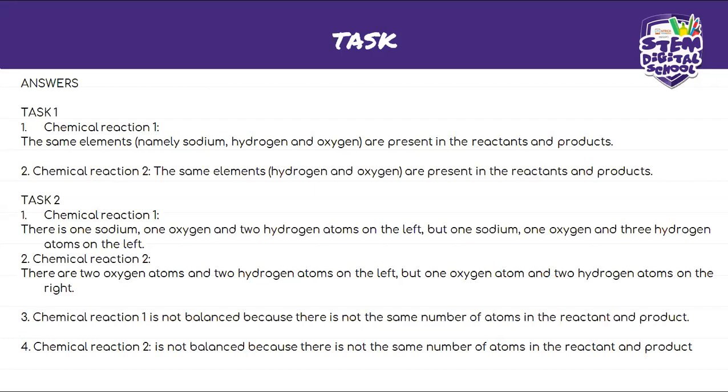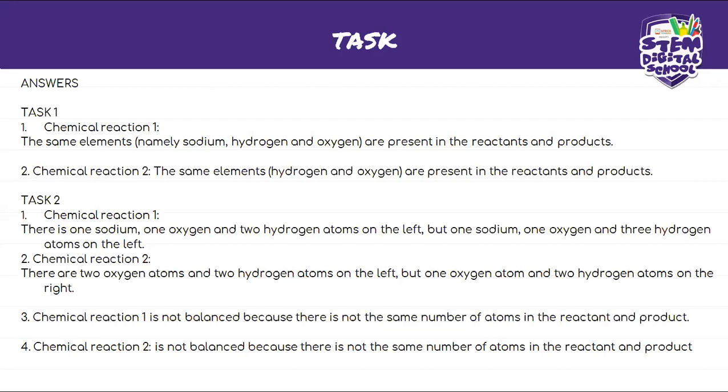Then when we come to task two, you say for chemical reaction one, there is one sodium, one oxygen, and two hydrogen atoms on the left-hand side, but one sodium, one oxygen, and three hydrogen atoms on the right-hand side. Then for chemical equation two, there are two oxygen atoms and two hydrogen atoms on the left, but one oxygen atom and two hydrogen atoms on the right. So the chemical reaction is not balanced, as Tando was saying.